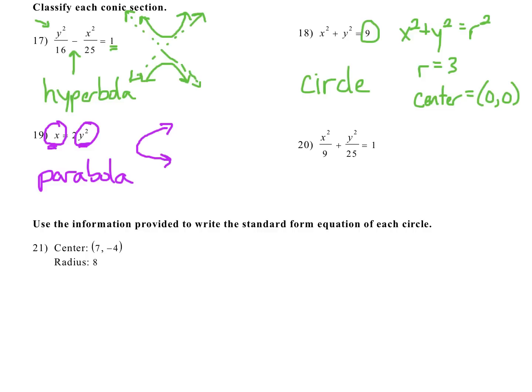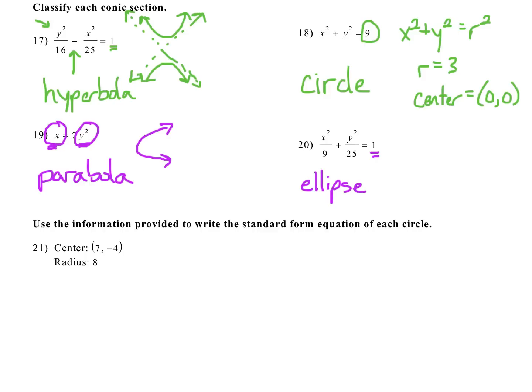For number 20, notice that it looks very similar to the hyperbola. We have an x squared term and a y squared term, both of which have a denominator and both of which are set equal to 1. So this time we have the sum of those two terms, which means that we are going to have an ellipse. So we have an example of each of the 4 conic sections: hyperbola, circle, parabola, and ellipse.